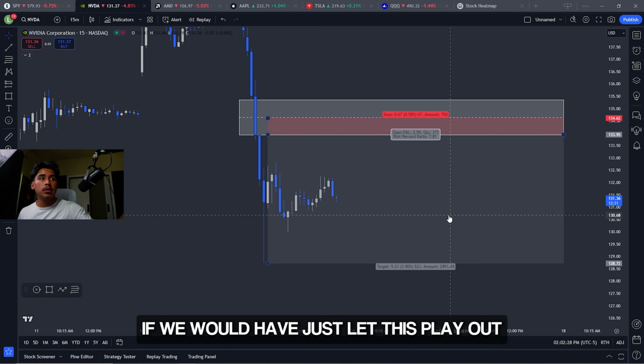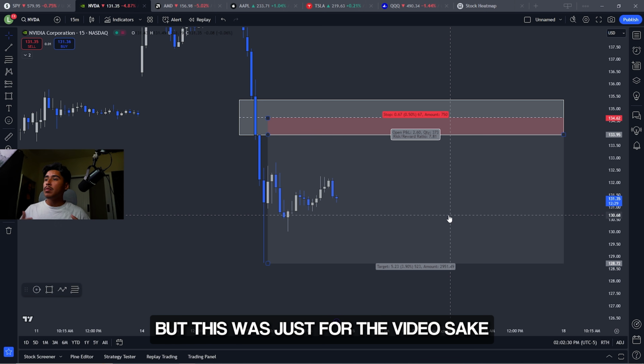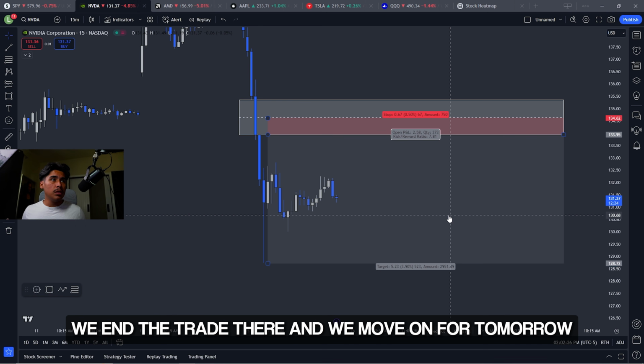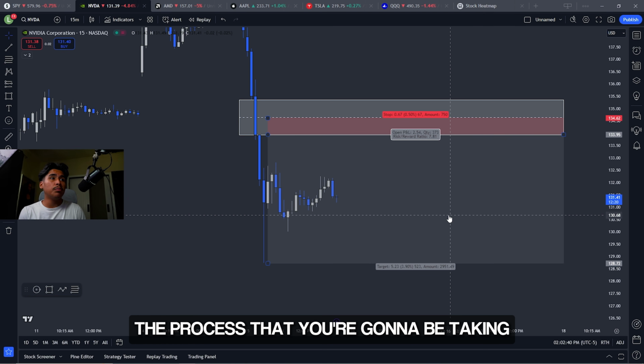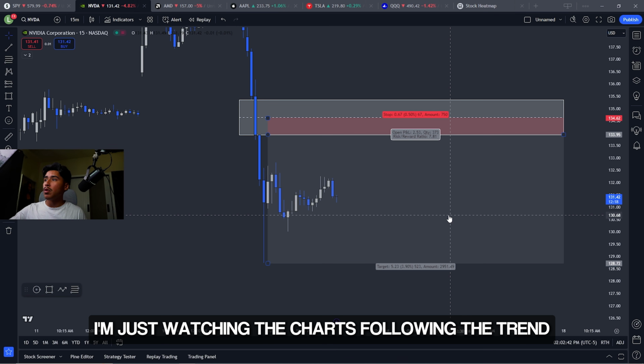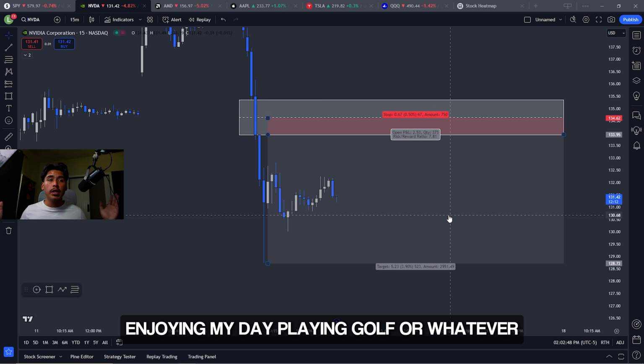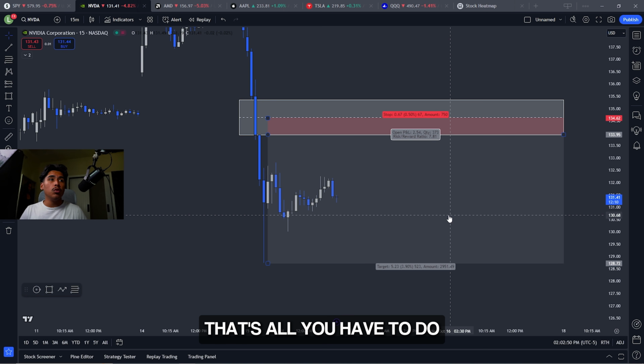If we would have just let this play out, probably would have been a lot higher, but this was just for the video's sake. Called a small trade, nothing too crazy. We end the trade there and we move on for tomorrow. This is basically the process that you're going to be taking. I'm just watching the charts, following the trend, taking trades on Robinhood, Webull, and then walking away, enjoying my day, playing golf or whatever. That's all you have to do.